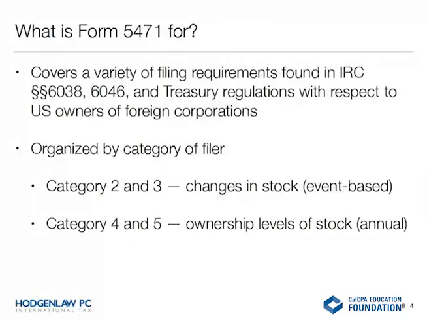Oh, and one other thing. Among the categories, we can group these into two. One is Category 2 and 3 filers. These people report changes in stock ownership, so these are event-based reporting requirements. Category 4 and 5 are more for reporting information once you have certain ownership levels of stock. So those are more of an annual, ongoing requirement because you own a certain amount of the stock, so every year you have to report certain information about the company because of that ownership level.